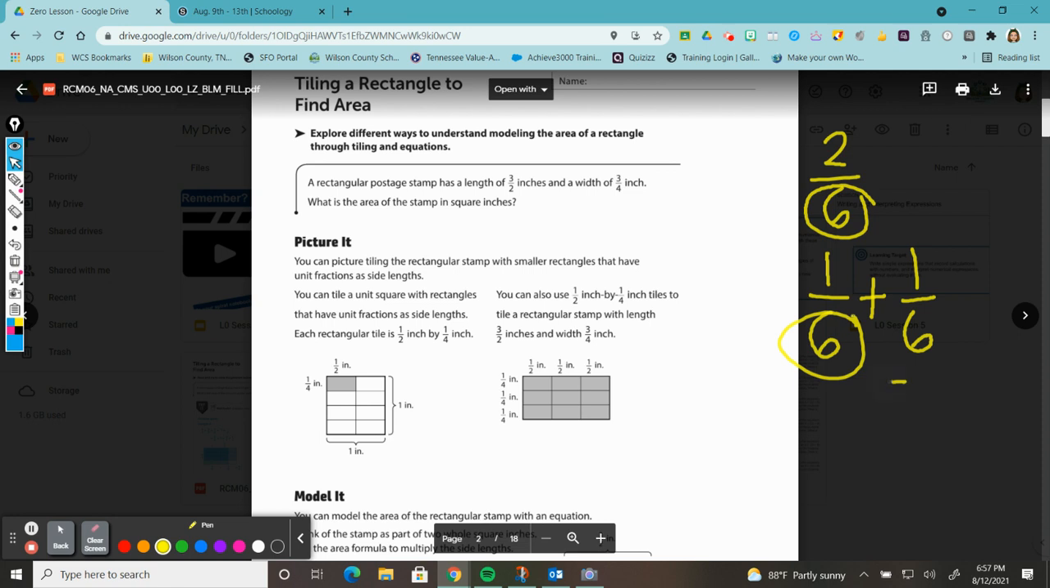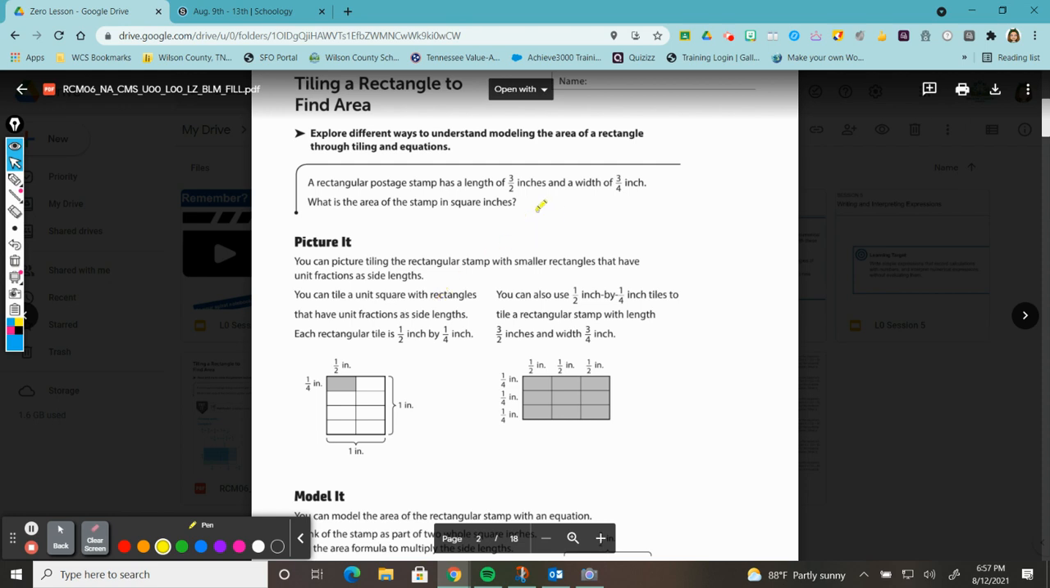If you had 5/6, you would still have 1/6 as your unit. But this time, if you wanted to show 5/6 as unit fractions, then you would add it together 5 times instead of 2 times. I'm out of room on that side of the screen, so I'll just come back here and add it over here. So 1/6 added 5 times.